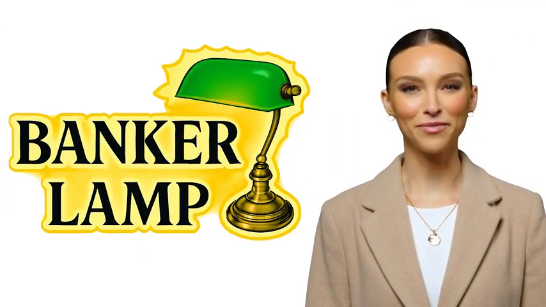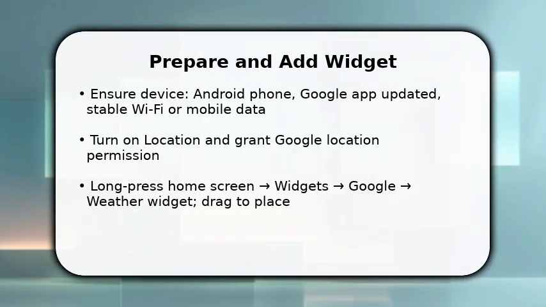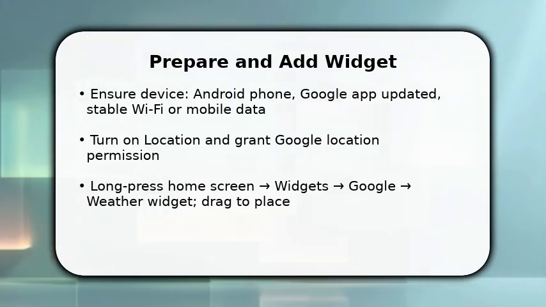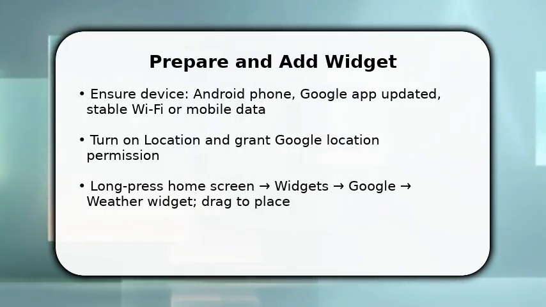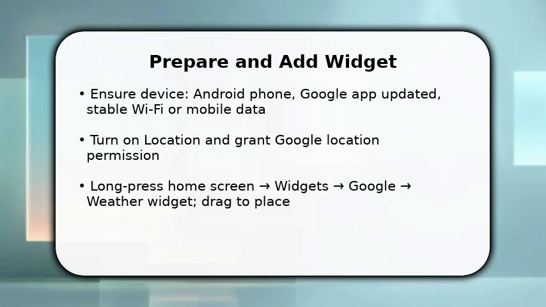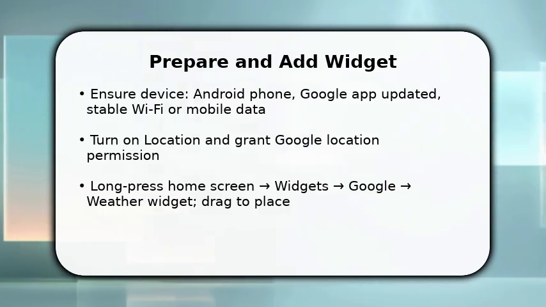Please enjoy the video. You start by confirming the essentials: an Android phone, the latest Google app, and location turned on so forecasts are precise. Once done, long press your home screen, tap Widgets, find Google Widgets, and choose the Weather widget. Drag it onto the screen and release to pin it. This immediately gives you at-a-glance forecasts.